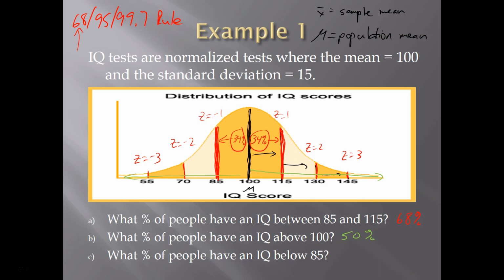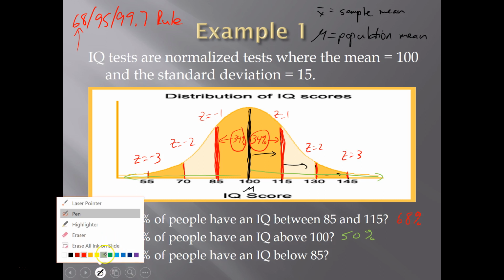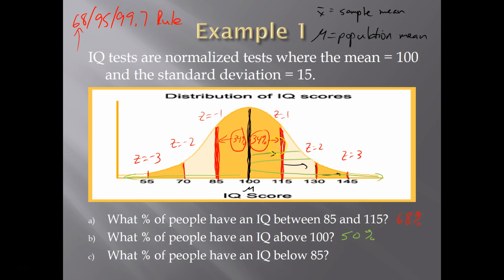Now to me, the easiest way here is this. Look at your answer above in part B. It says, what percent of people have an IQ above 100? So we know that all the people on the right side of the mean, all of this that's in green, is 50%. It's half the data. From the middle, that black line down the middle, to the right is 50%. This section right here is 34%.